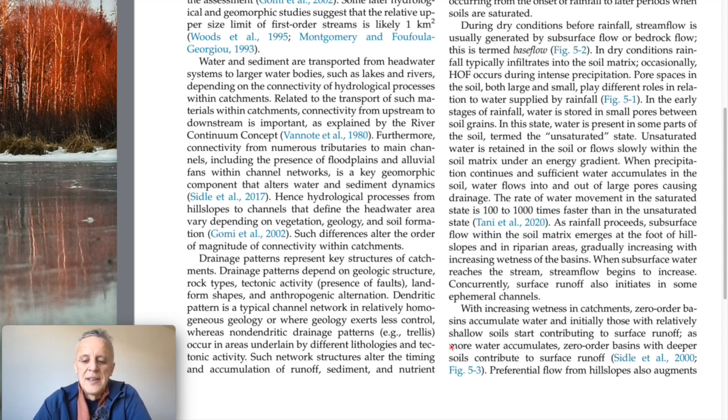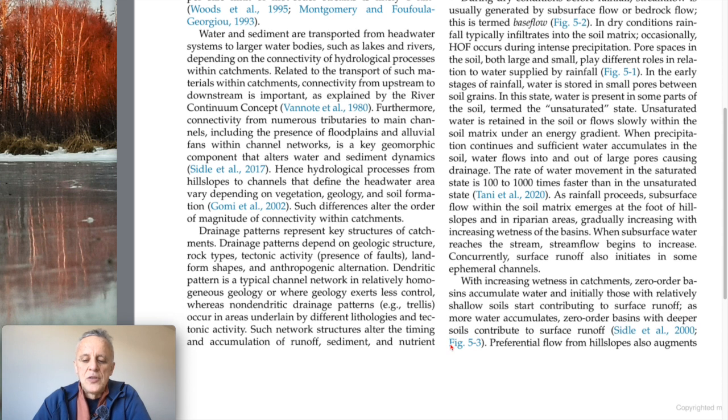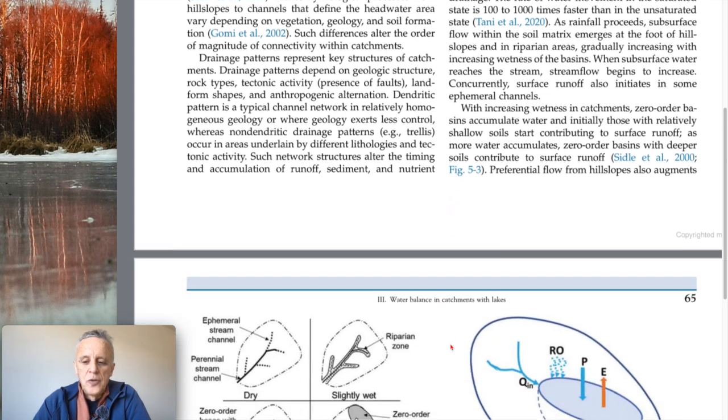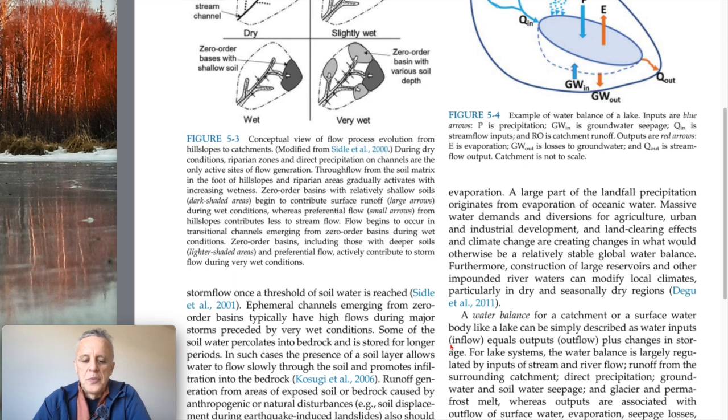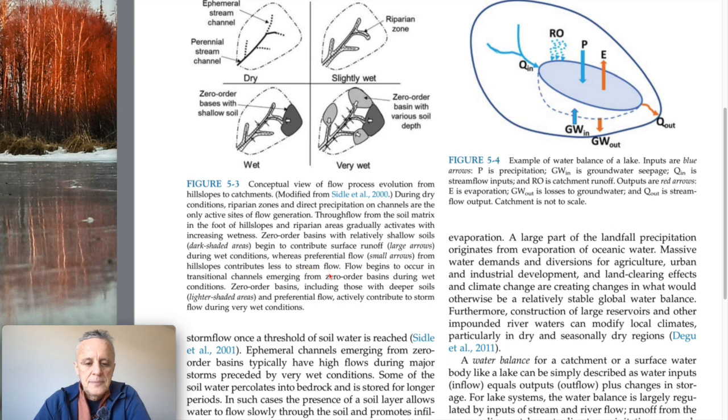With increasing wetness in catchments, zero-order basins accumulate water. Initially, those with relatively shallow soils start contributing to surface runoff. As more water accumulates, zero-order basins with deeper soils contribute to surface runoff. Preferential flow from hill slopes also augments storm flow once the threshold of soil is reached. So why don't we look at those two figures here?